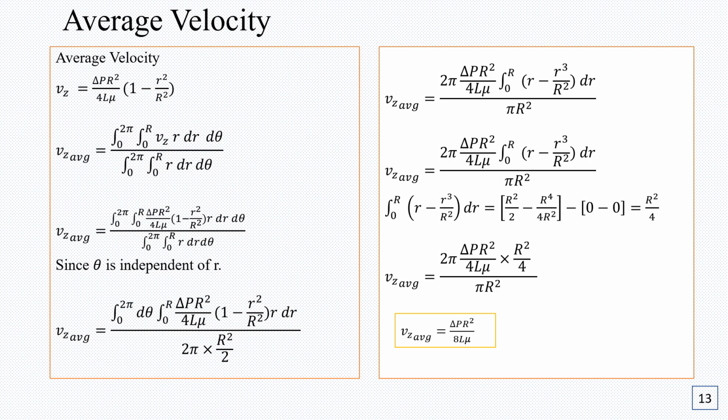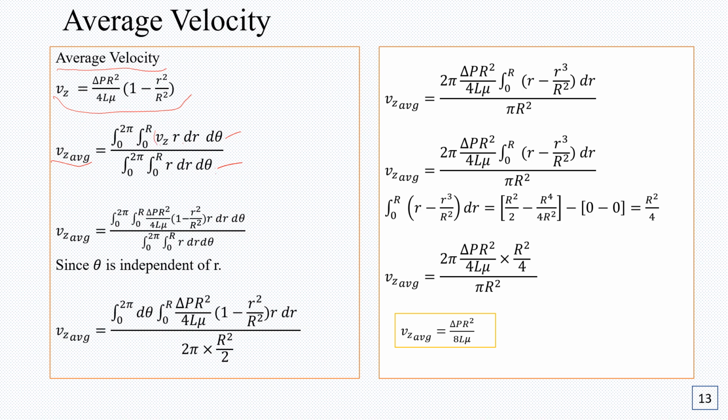Now we have to find the average velocity of the fluid, which is defined as the ratio of total volumetric flow rate divided by the cross-sectional area. So it is the expression for the z component of velocity. So Vz average can be defined as the volumetric flow rate divided by the cross-sectional area. So it is defined as the integral 0 to 2π of dθ, integral 0 to R of Vz r dr dθ, whole divided by the cross-sectional area, which is the integral of θ from 0 to 2π, and 0 to R integral of r dr dθ.